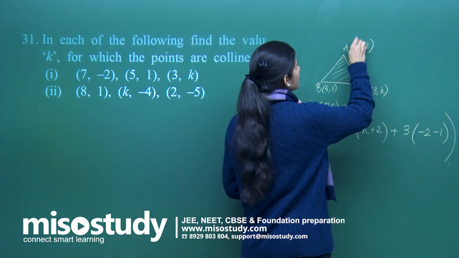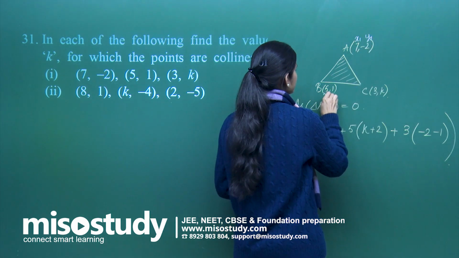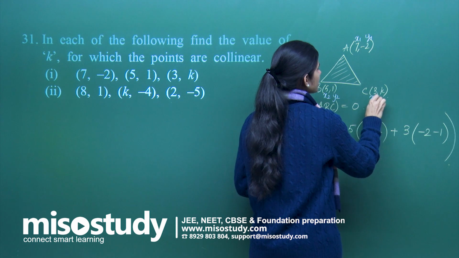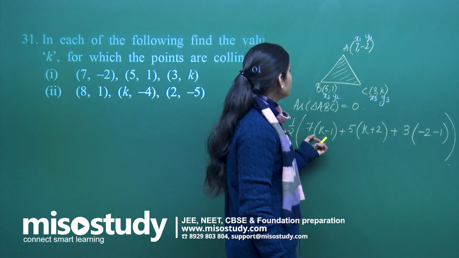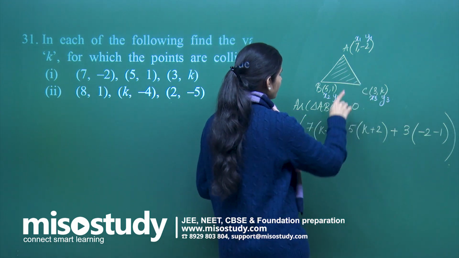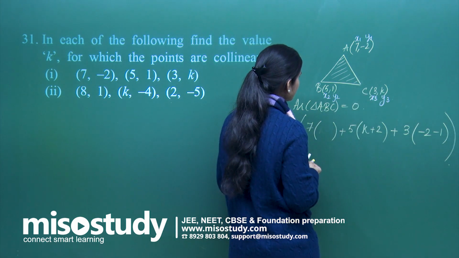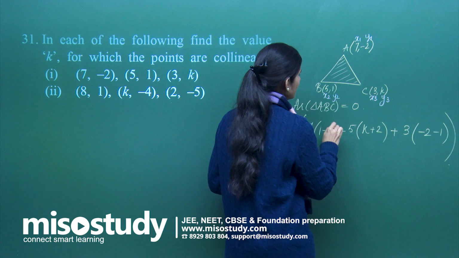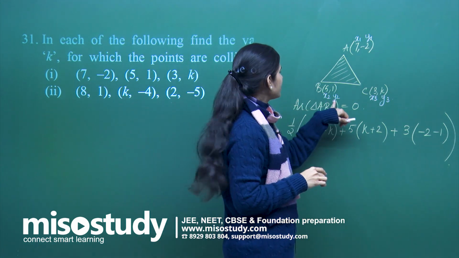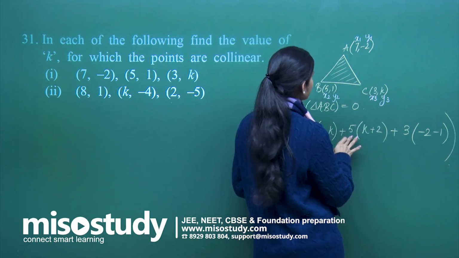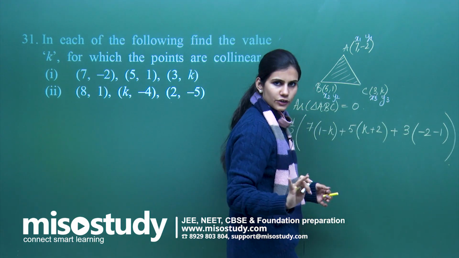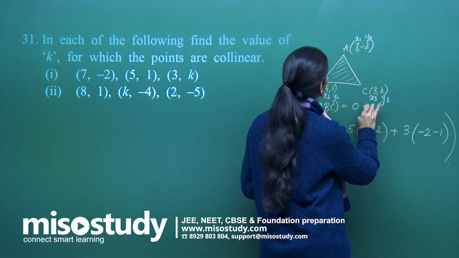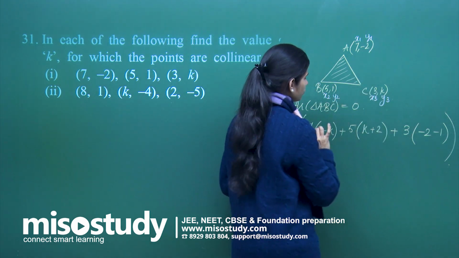I am taking this as x1, this is y1, this is x2, this is y2, this is x3, this is y3. So you have x1 (y2 minus y3). This is 1 minus k. Half x1 (y2 minus y3) plus x2 (y3 minus y1), fine, plus x3 (y1 minus y2).